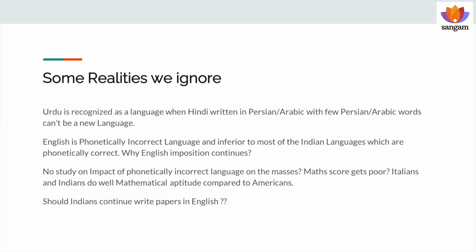This is the reality: English is a phonetically incorrect language. It's inferior to most of the Indian languages, which are phonetically correct. Stop imposing English on any human being. Even in the US, UK, Canada, any place you go, promote the phonetically correct language, be it the native language of that place.